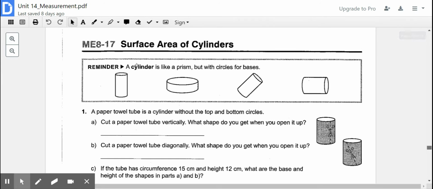A cylinder is like a prism, but with circles for bases. So just like a prism, they've got a top and a bottom, and they've got a side, just one. It's kind of wrapped around.